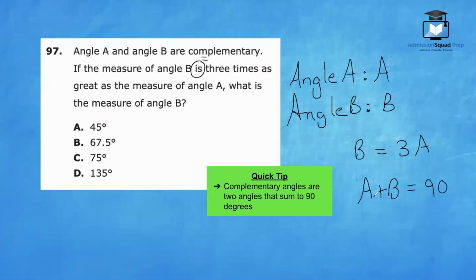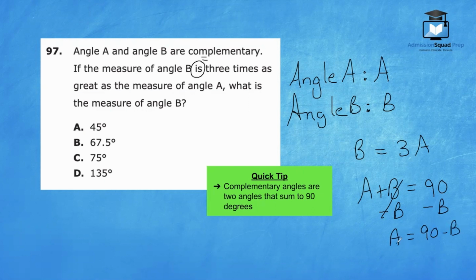I will go ahead and solve for A so I can substitute this equation into the other equation. Anytime we have two variables and two equations, we call this a system of equations. So our goal is typically to isolate one of the variables and substitute it into the other equation. If A equals 90 minus B, we can substitute it into the equation right here. So we have B equals 3 times 90 minus B. I'll continue the problem over here so we can have a little bit more space. So B equals 270 minus 3B.